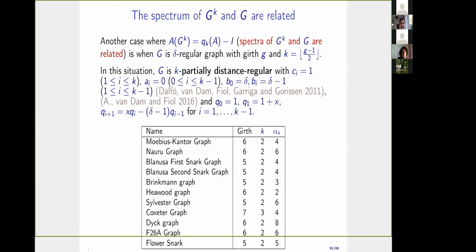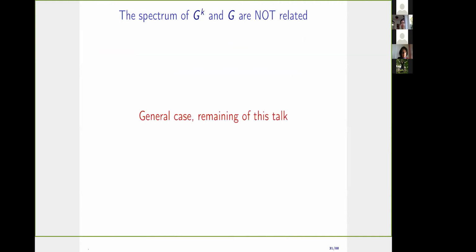Okay. So you see, for fixed girth, you check the K, and then you compute the corresponding alpha K by using the bound, and then check that it actually gives the right value of alpha K. Okay, but in general, as you might suspect, the spectra of GK and G are not related. So this is what I want to talk about in the remainder of this talk, mostly.